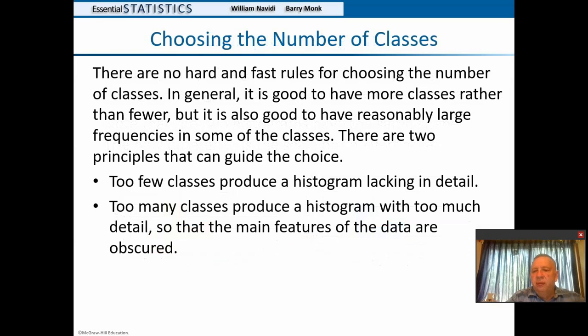So how do we choose the number of classes? There are no hard and fast rules for choosing the number of classes in general. It's good to have more classes rather than fewer, but it's also good to have reasonably large frequencies in some of the classes. So you don't want it too fine-grained when you've got a bunch of zeros. Too few classes produce a histogram lacking in details. Too many produce a histogram with too much detail, so all the features of the data are obscured. So you just got big blocks with a bunch of data in there. So you want a granularity that's good for you.